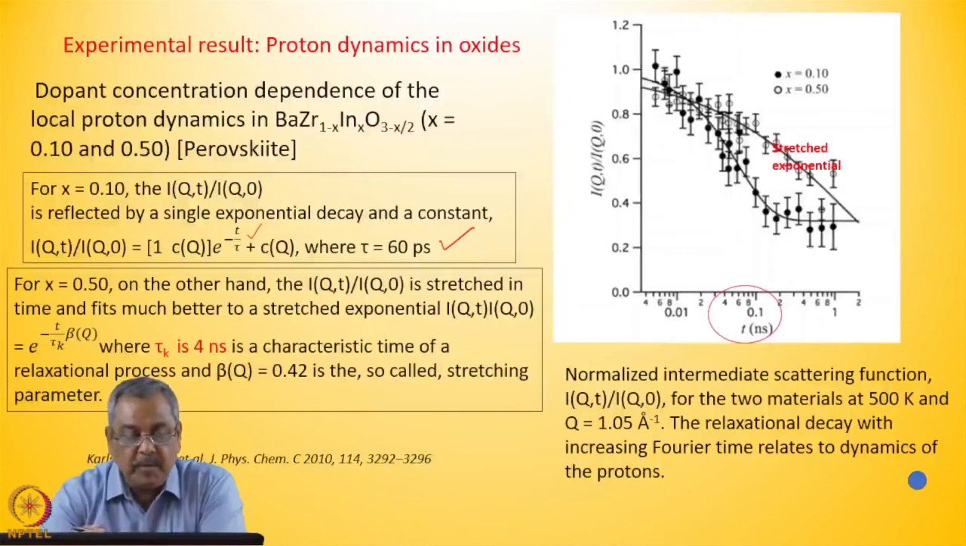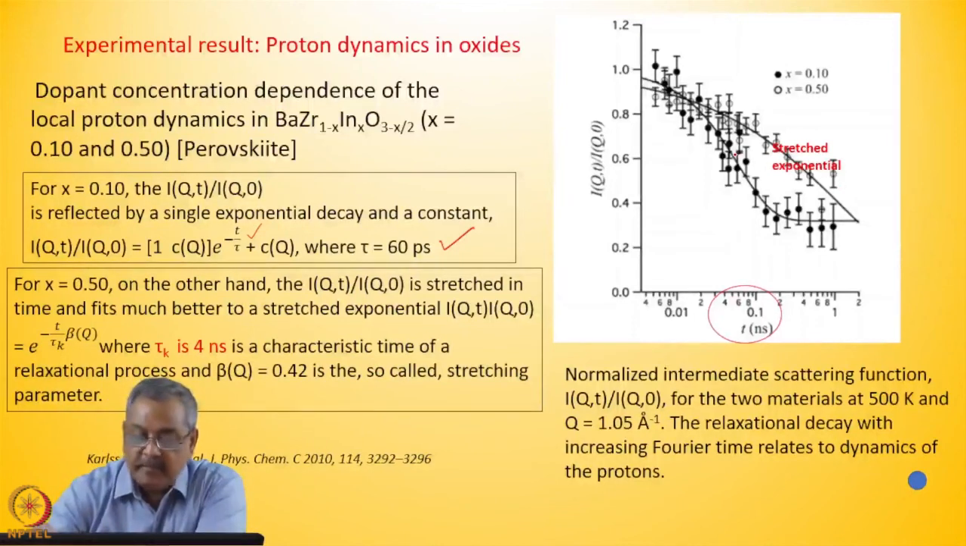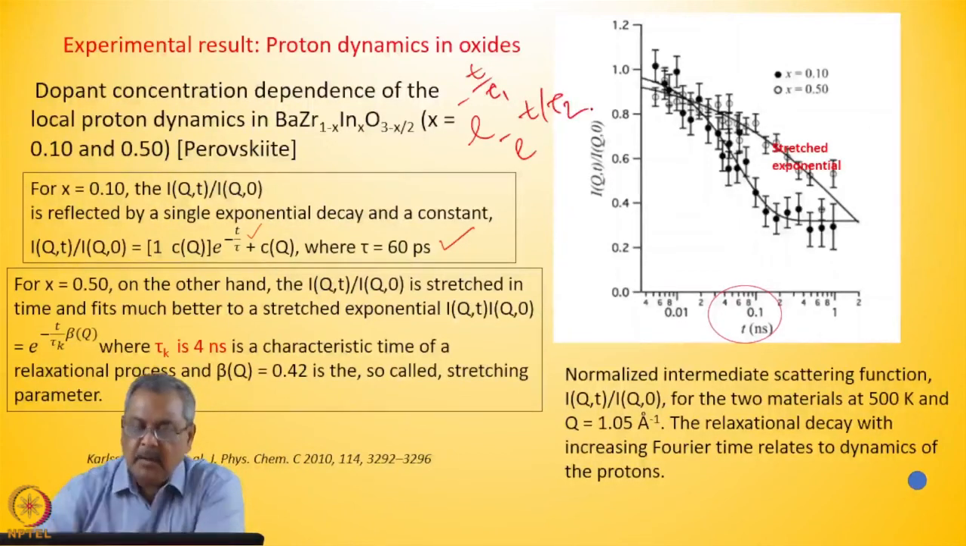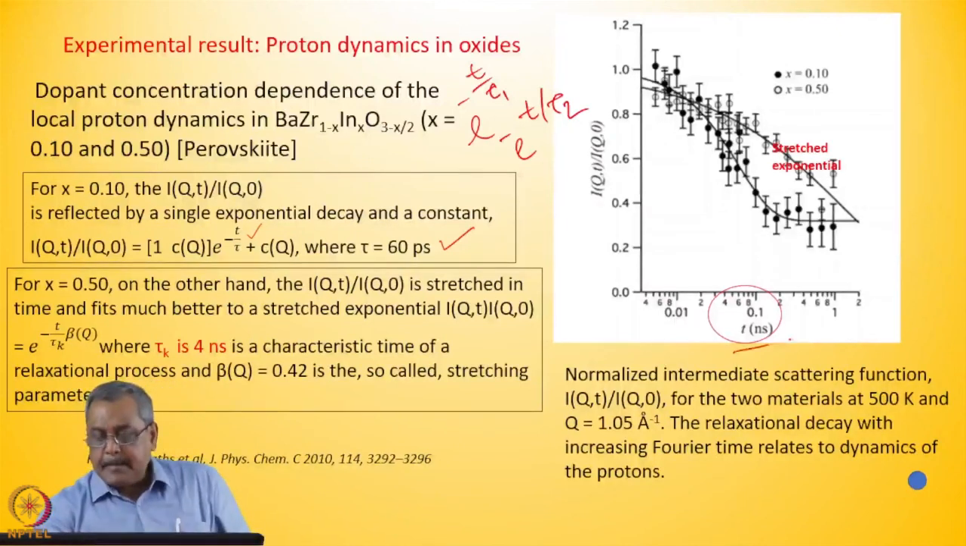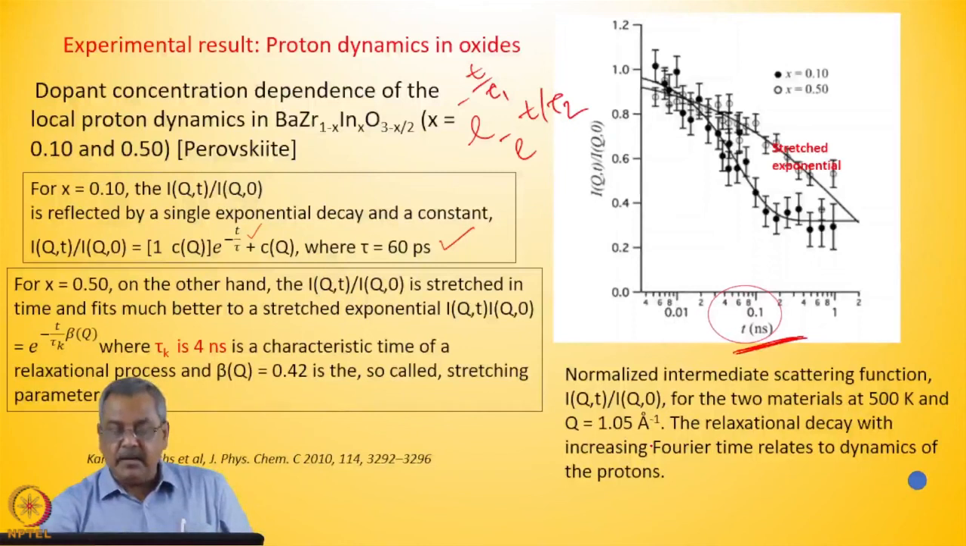But when we go to x equal to 0.5, this becomes a stretched exponential, and the authors mentioned that this is both at 500 Kelvin. In this case the stretched exponential comes in because there are many time scales associated with the residence time of the protons, and all of them added together give us a stretched exponential. This is a typical result from a spin echo instrument. I would just like to point out that the time scale is in nanoseconds. So possibly this is the slowest dynamics that one can see in a neutron scattering experiment using spin echo.